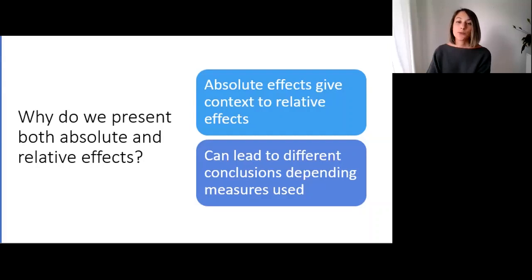And when we use one measure over the other, it can actually lead to different results depending on which measure is used. So for example, if we're looking at the relative effect in a disparity, it might be stable over time, but if both groups are moving towards worse outcomes at a similar rate, we'll see that the absolute number of people affected could be increasing. So it's important to present both measures.